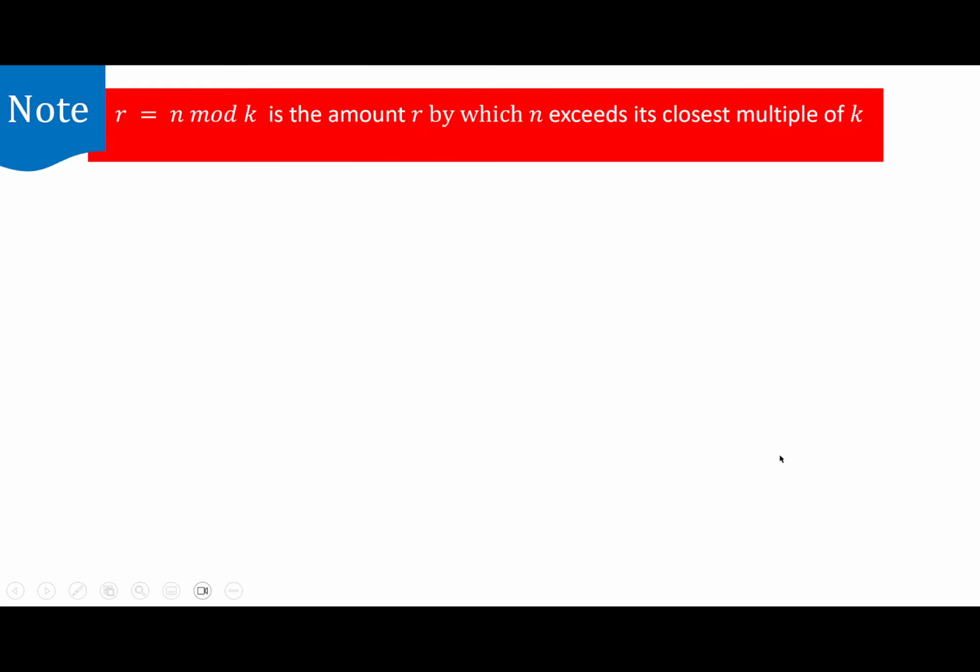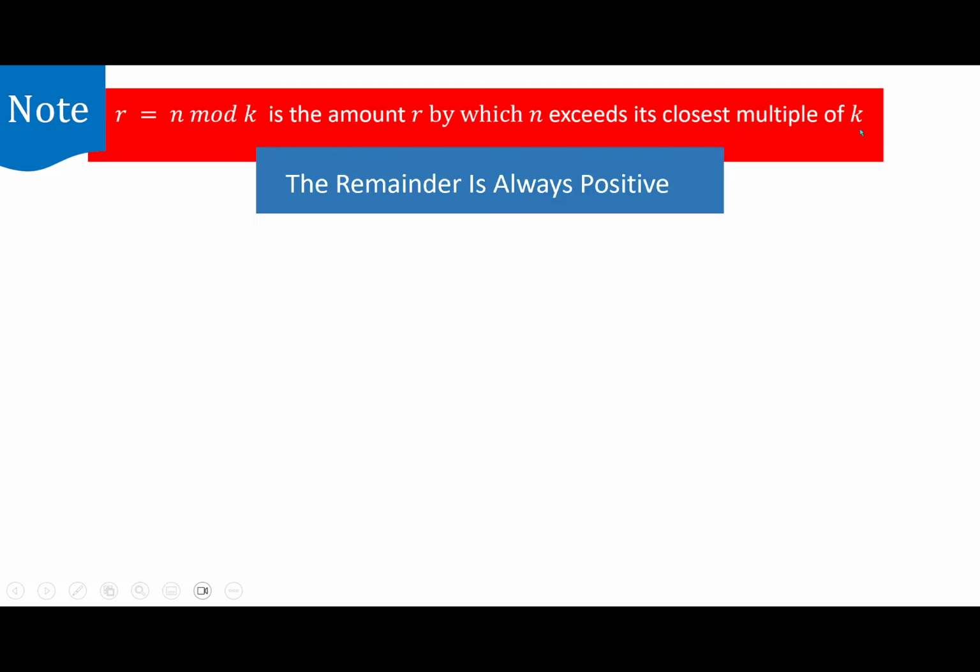Note. R, which is n mod k, is the amount R by which n exceeds its closest multiple of k. The remainder is always positive. So you need to remember the remainder is always positive. It's the amount n exceeds its closest multiple of k.